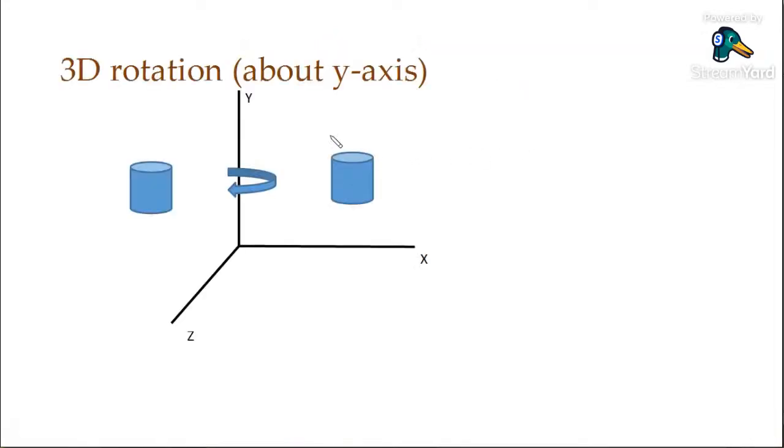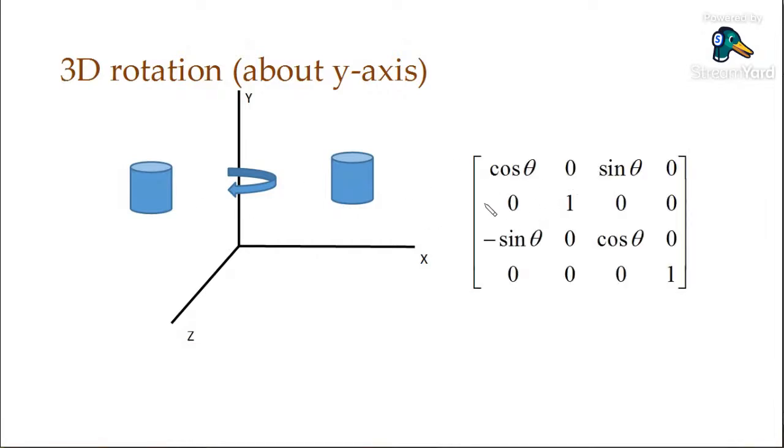So here is the rotation about y-axis. So this is the matrix for rotation about y-axis. So cos theta 0. So here y will be a unit, or y will be 1, and x and z will be cos theta and sin theta, minus sin theta, cos theta.